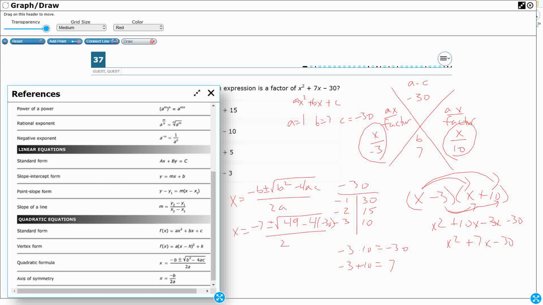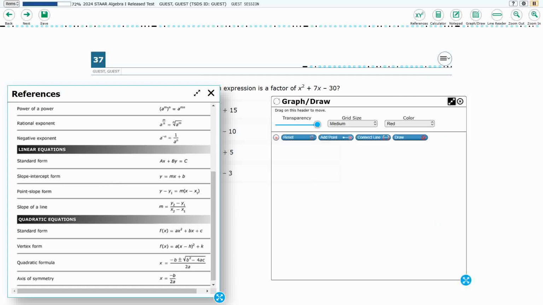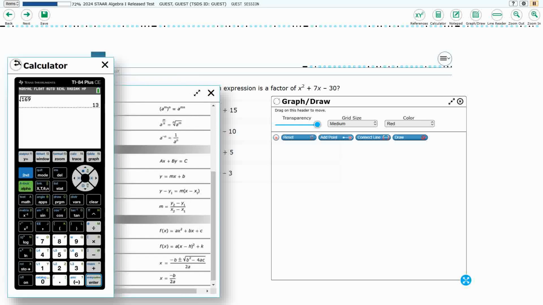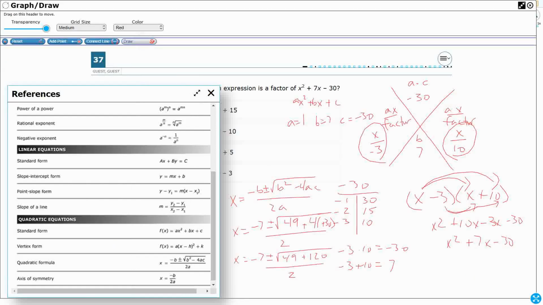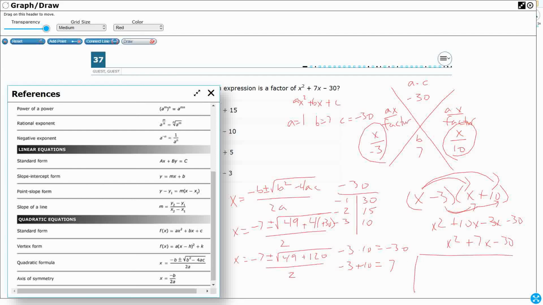Okay, so simplify. I've got x equals negative 7 plus or minus the square root of 49, and I've got a minus 4 times negative 30. That's going to end up being a positive, so that's 120, over 2. So I need 49 plus 120. That's going to be 169, and the square root of that is 13. Okay, so that's what we end up with. I'm going to write that down here. We've got negative 7 plus or minus 13 over 2.